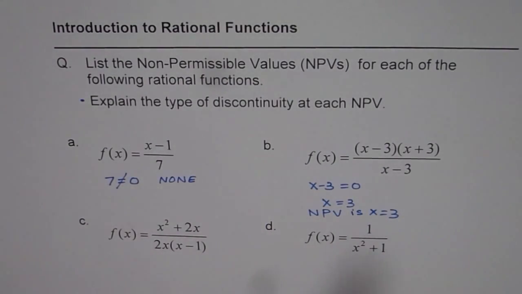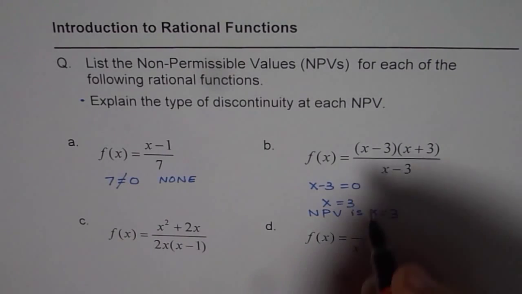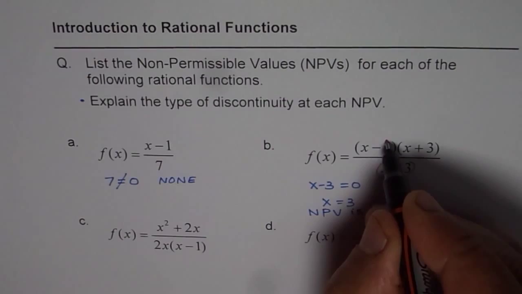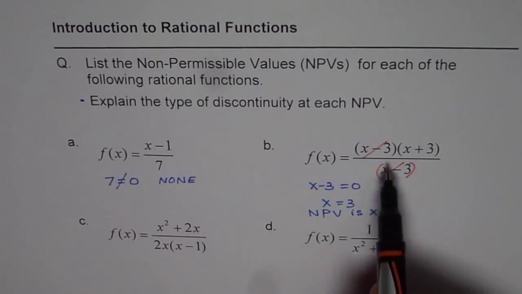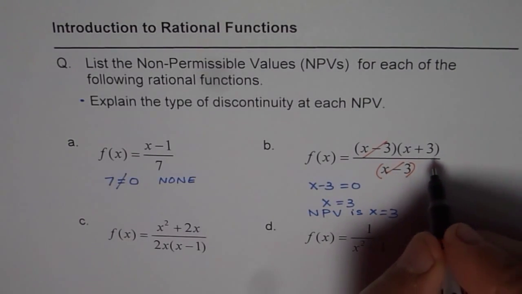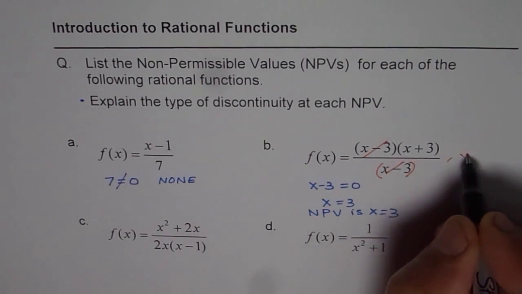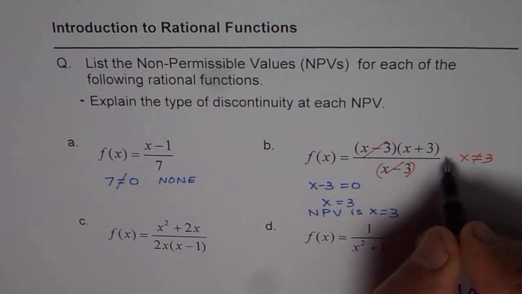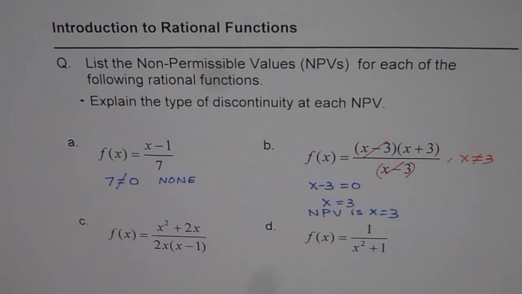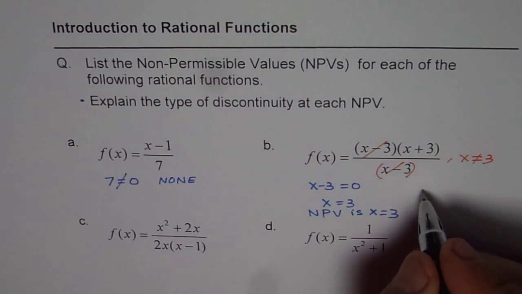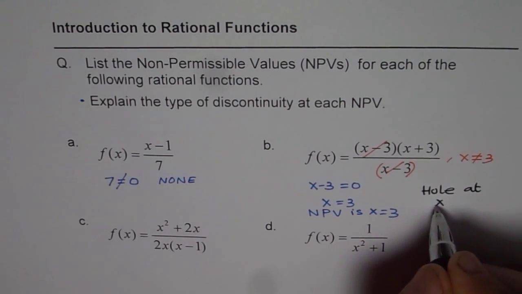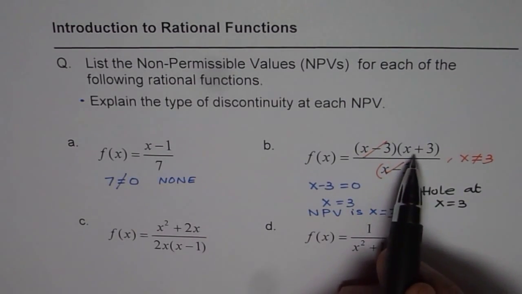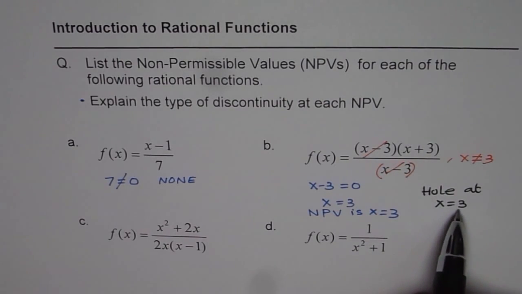Now here you will notice that we have a common factor in both numerator and denominator, which is x minus 3. So we can cancel this off. Since we have a common factor and it cancels off, it is equal to x plus 3, where x is not equal to 3. So that yields a hole, correct? So the type of discontinuity here is a hole. So there will be a hole at x equals 3, correct? So it will be a linear function with a hole at x equals 3.